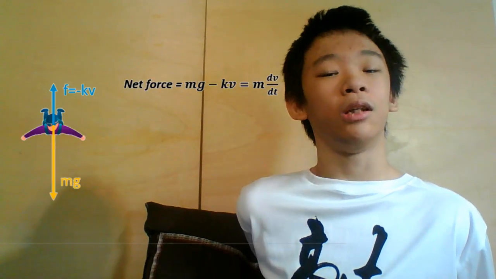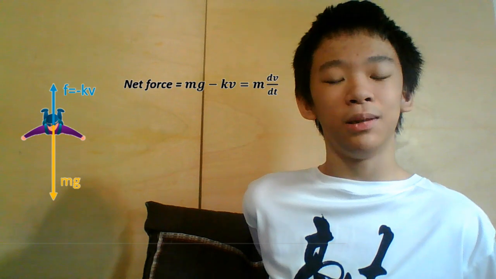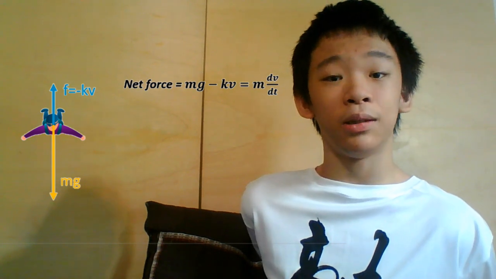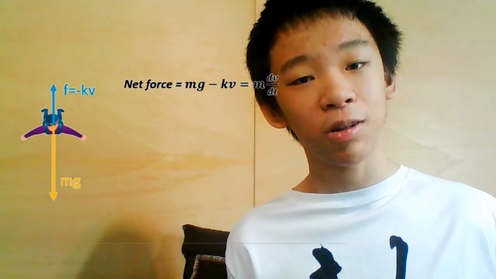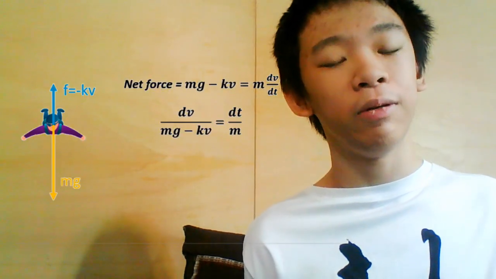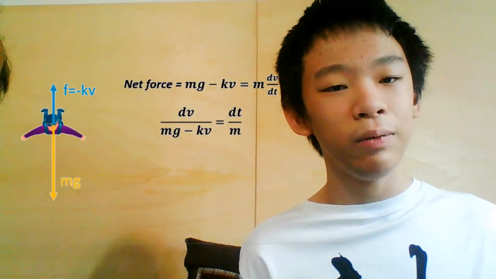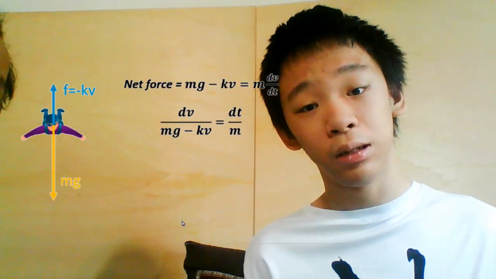Acceleration is the rate of change of velocity, so we can write the equation of motion as m times dv over dt equals mg minus kv. This is a first-order, separable, ordinary differential equation, which we can solve by moving the v terms to the left, moving the t terms to the right. So we get dv over mg minus kv equals dt over m.